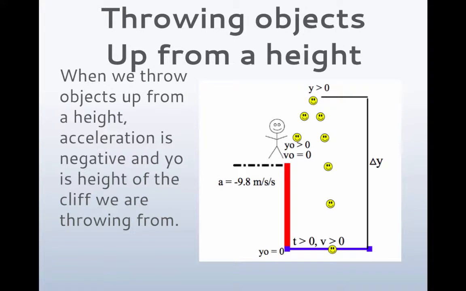Okay? When you throw objects up from a height, the acceleration is still always negative, but what is new is the height of the cliff you're throwing from. So the very bottom, the ground, is actually going to be y = 0, so that it's the ground completely down at the bottom.